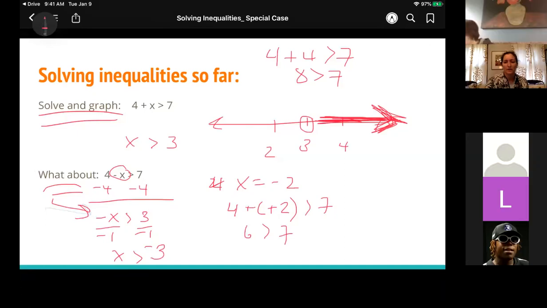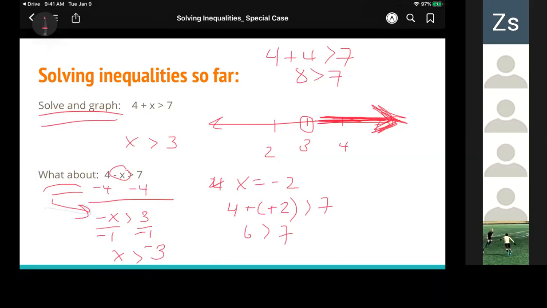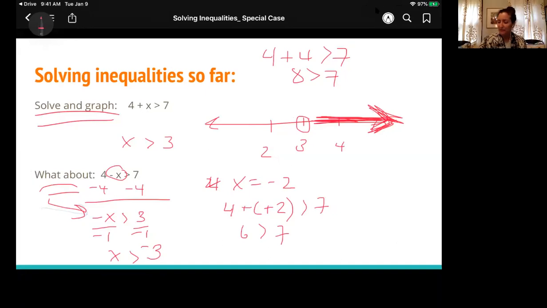Does that work? I mean, Zambor picked a number greater than -3. He picked -2, which was fine. That is a number greater than -3. But does that give him an inequality that works? Is 6 greater than 7? I hope we're all saying no. You're all just shaking your heads, but your cameras are off, I bet, right? No, this is not true.